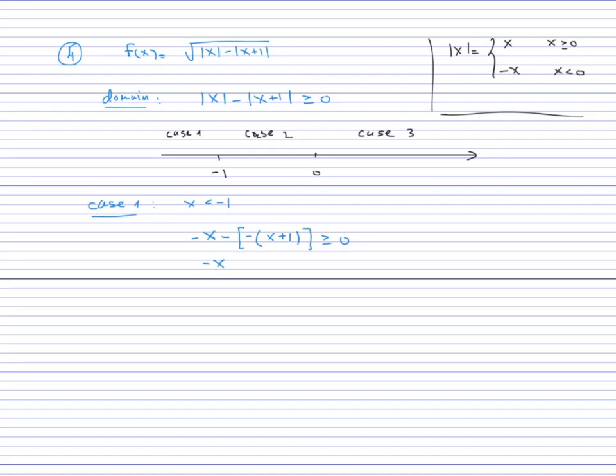So what we get? Minus x minus x plus 1 is bigger than or equal to 0. And here we get that 1 is bigger than or equal to 0. And that's true for any x.